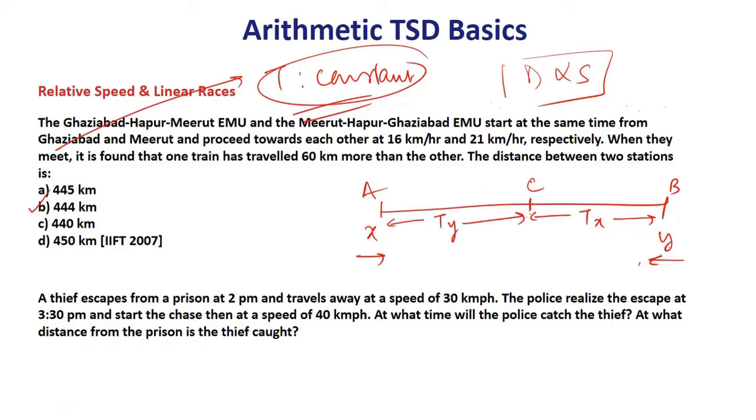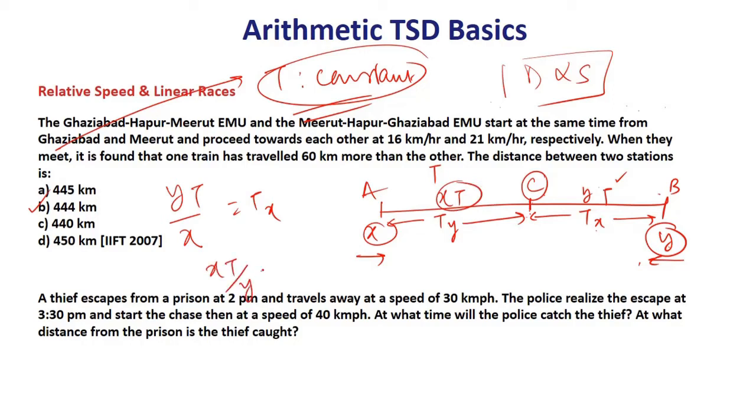Let's see. Initially, when they meet at C, let us say that they take time t. So therefore, the distance AC will become x into t and the distance BC will become y into t. Now what will happen? The first person, traveling from A, will cover the distance yt in tx time. So covering the distance yt with his speed x, y into t divided by x, that is tx. And the second person, who's traveling at speed y, will travel xt at his own speed and will take time ty.